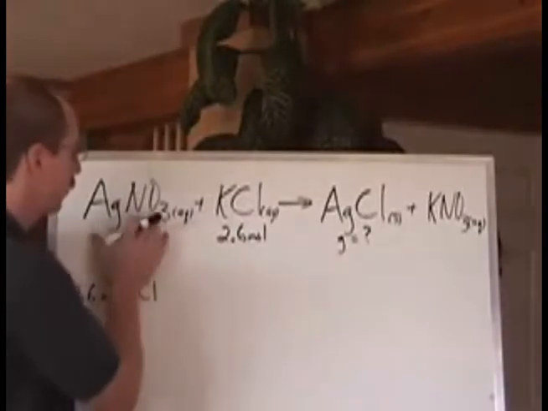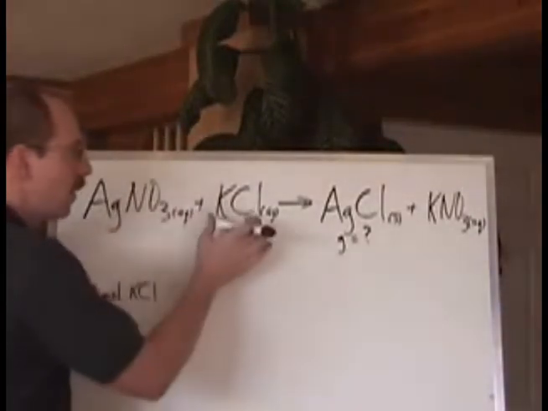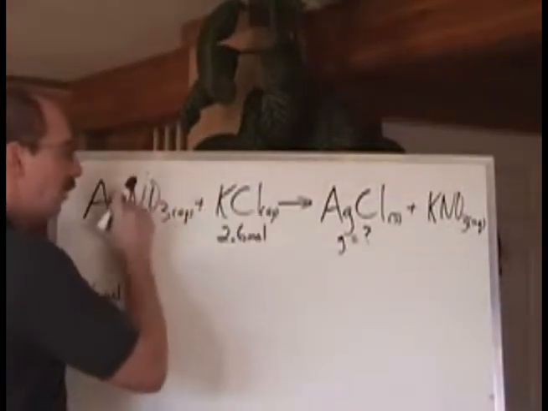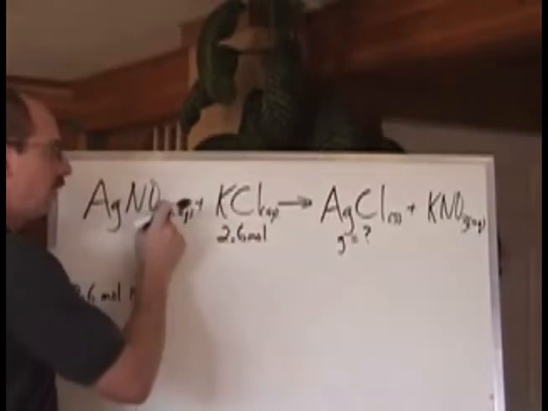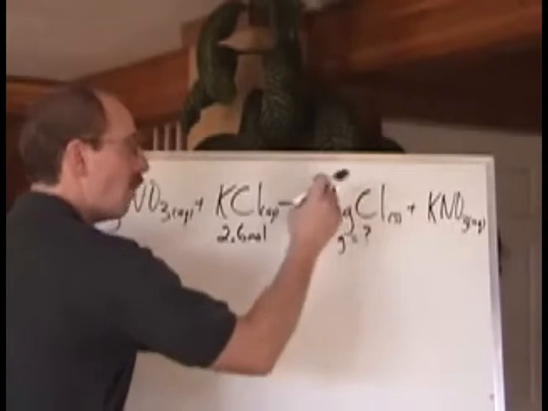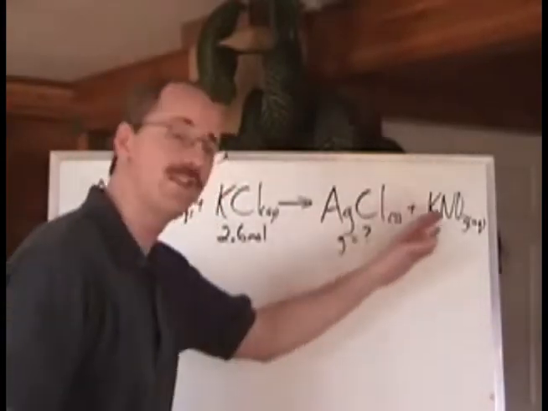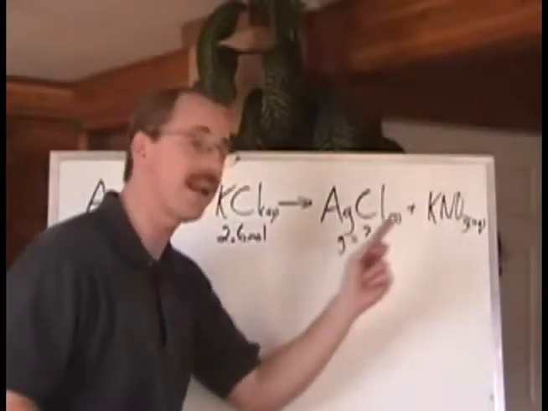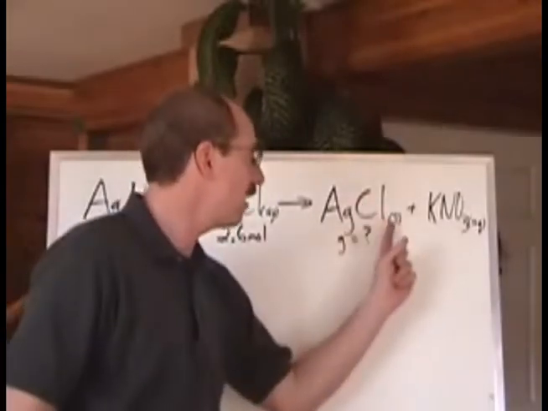Here's the reaction. Silver nitrate, potassium chloride, double replacement reaction. K goes with the NO3, Ag with the Cl, and here's what you get. They're all positive 1 and negative 1 charges, so they're easy to put together here. Cations before anions, and look, AgCl is a solid.